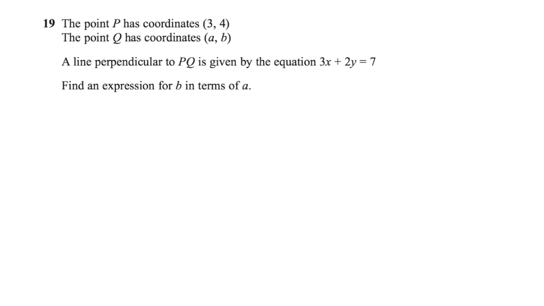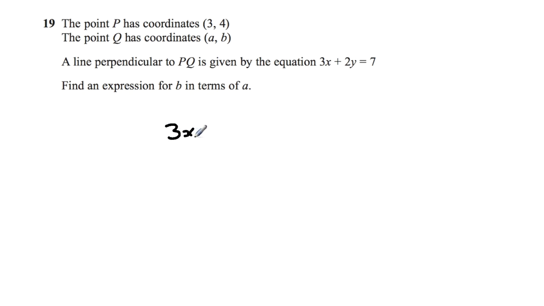Question 19. The point P has coordinates 3 and 4. The point Q has coordinates A and B. A line perpendicular to PQ is given by the equation 3x plus 2y equals 7. Find an expression for B in terms of A. So the first thing I'm going to do is rearrange the equation of the perpendicular line to make y the subject.